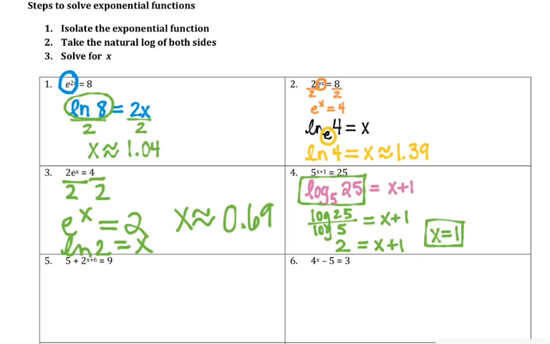Catch up. Question, Victoria? How did you know it was going to be 2? Because, remember, logs are equal to exponents, right? So I said 5 to what exponent equals 25? And that exponent is 2. So this log is equal to 2.